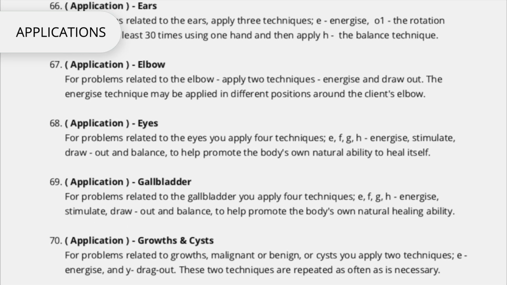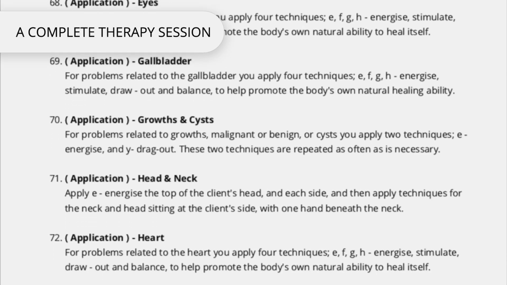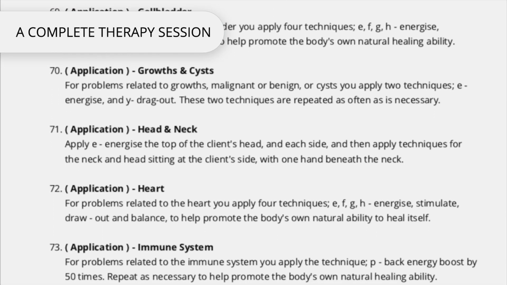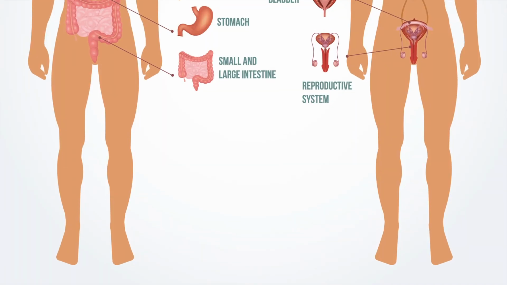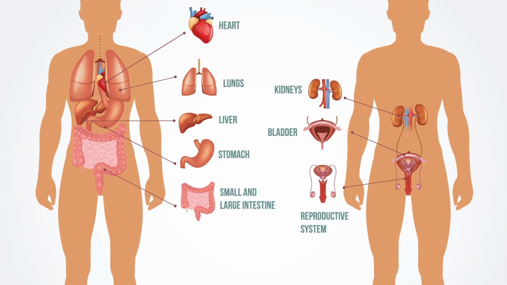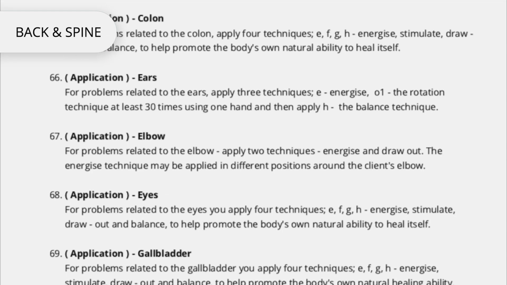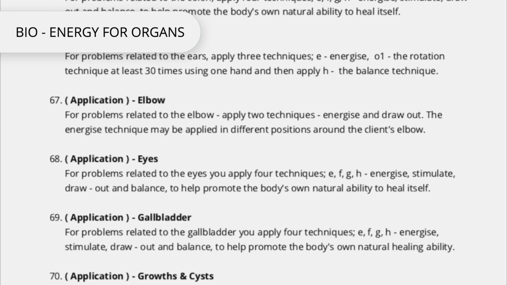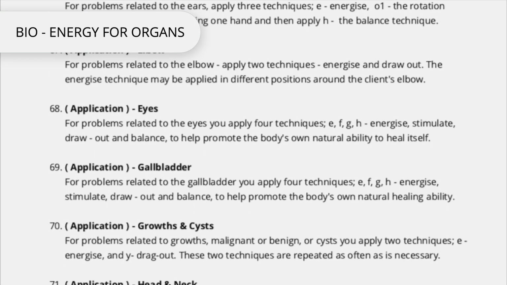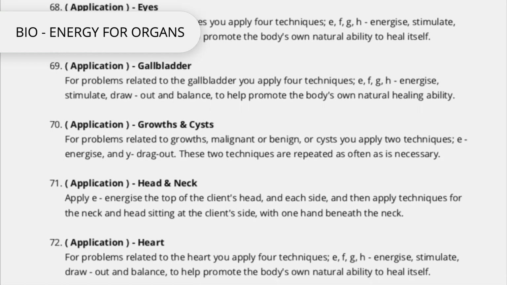Learn how to carry out a complete therapy session for various health concerns using the energy healing techniques, plus how to work on various areas of the body including the back and spine, plus organs and glands, joints, the heart, kidneys, liver, lungs, nose, sinuses, the pancreas, spleen, stomach, and all the systems of the body, including the immune system.